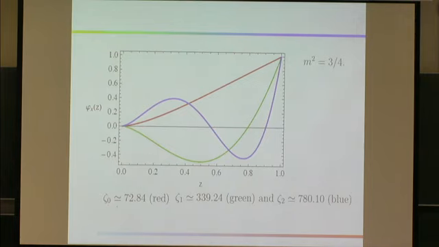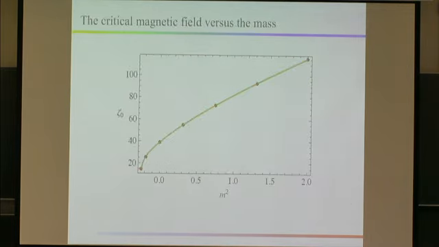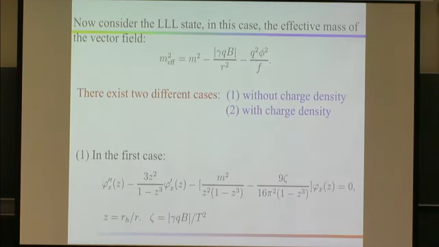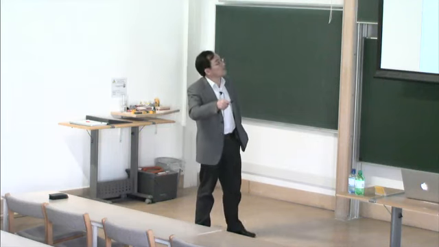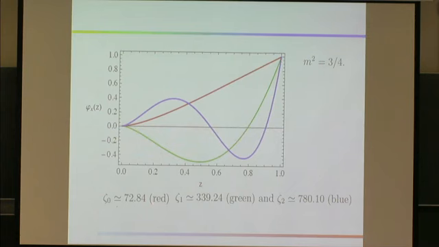Here we solve the equation. Assume phi x equals 1 at the horizon, because this is a linear equation, so we can take any value at the horizon. Then at the boundary, z equals 0, we take the no source boundary condition. So the radial one, the one with no nodes, gives theta 0 equal to 72.84. And the other cases have nodes.